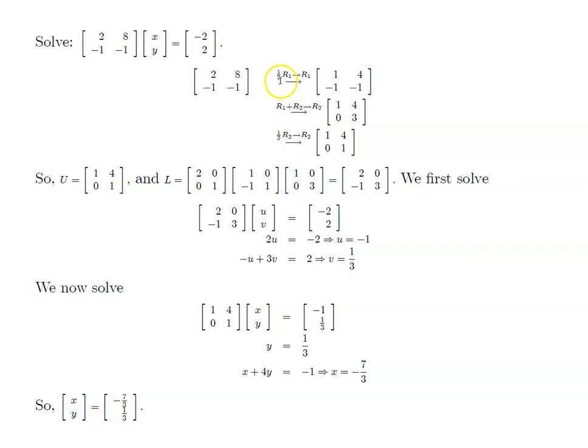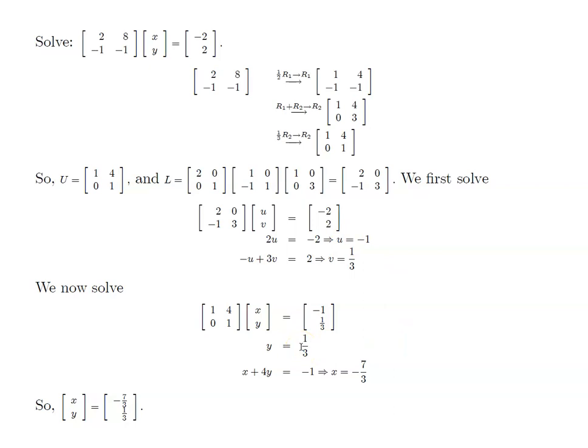So we will do 2 row 1 and replace row 1. That's where the first one came from. Likewise with the second, we did negative row 1 added to row 2 to undo it. Here we had 3 row 2 replace row 2. So that gives us our lower triangular matrix. We then solve the lower triangular matrix system, and then solve the upper triangular system.